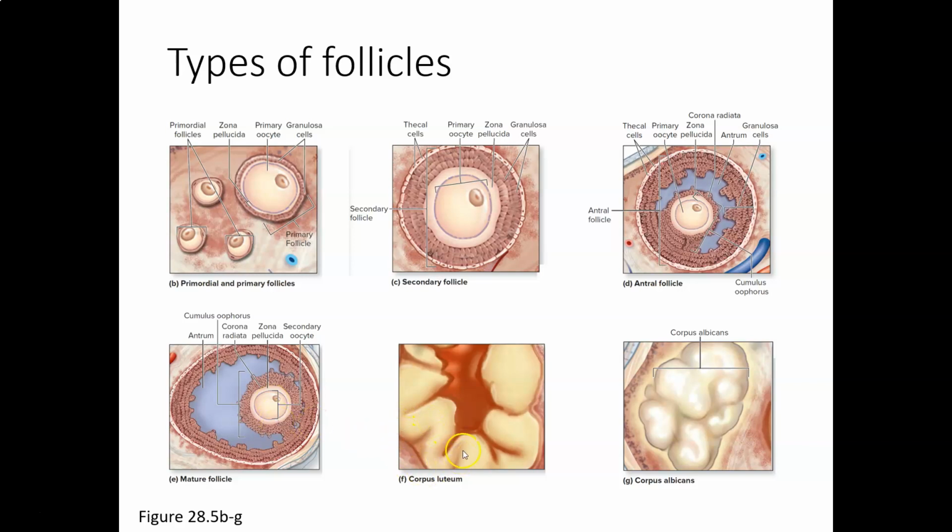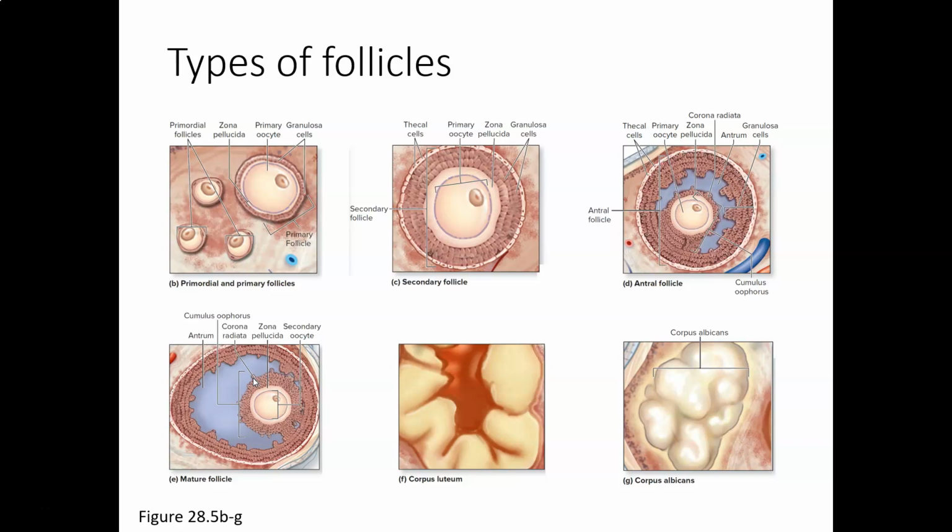But this is what the corpus luteum looks like. It's yellowish, right? Has some space in the middle, and the corpus albicans is whitish. So that's the last stage of the follicle. You need to be familiar with those. So if I have labeled one of those in the diagram, the last diagram in the slides, you should be able to name that. Okay, name which type of follicle that is, and be familiar with all those structures.